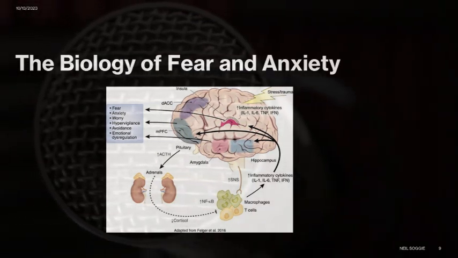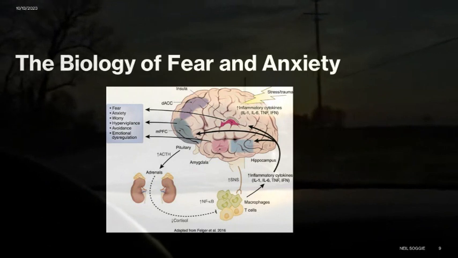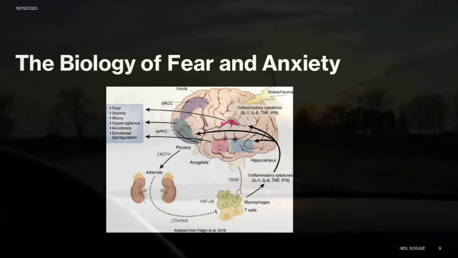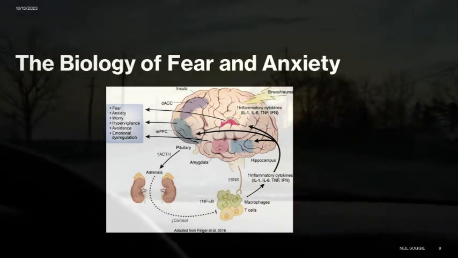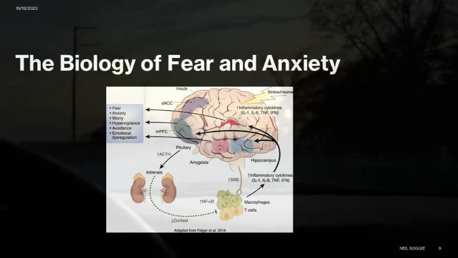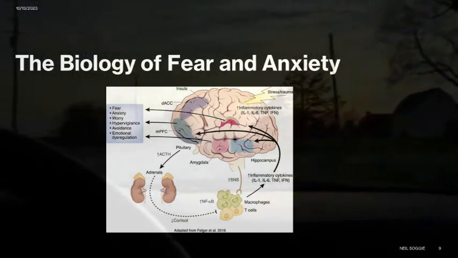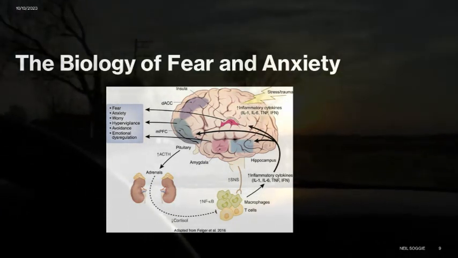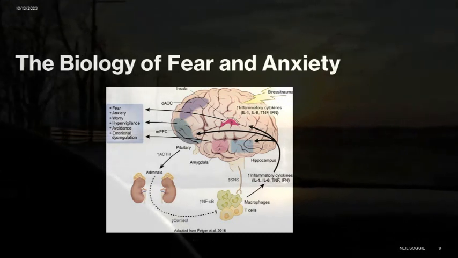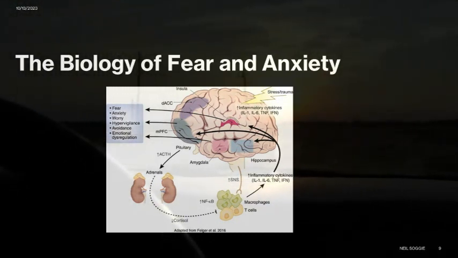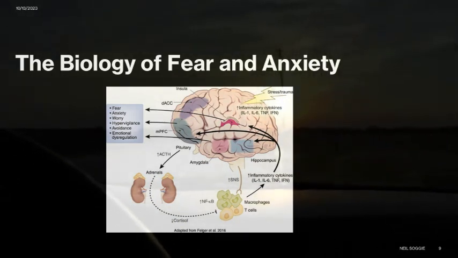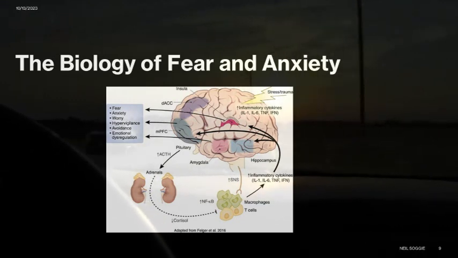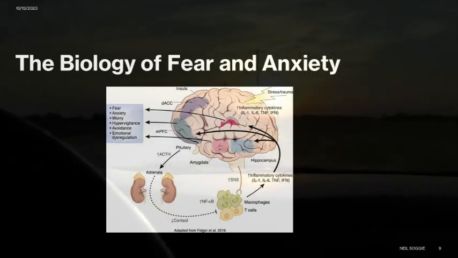Now, I want to delve now into the biology of anxiety and fear, which are two emotions that are really intricately linked and have profound implications for our mental and emotional well-being. Now, as far as the structures involved in the biology of fear, we need to first think of the amygdala's role, because the amygdala is a key component of the limbic system and plays a central role in the processing of fear and anxiety. It really acts as an emotional alarm system, detecting potential threats within the environment.